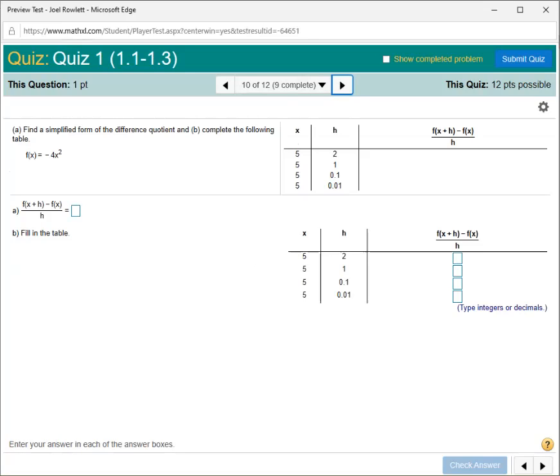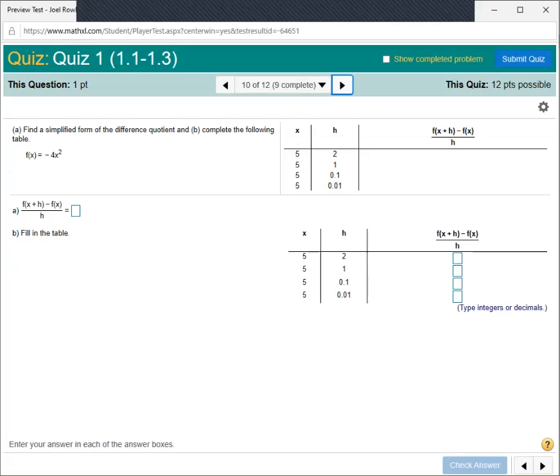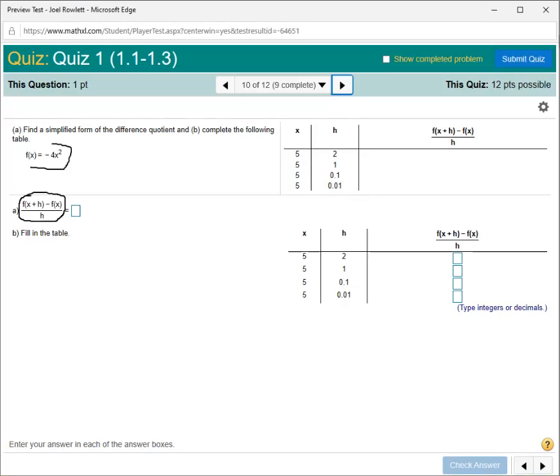So we've already determined that, and they give us a, and they want us to find a simplified form of the difference quotient for part A. So let's do that. The difference quotient is actually f of x plus h minus f of x all over h. And this is our function, of course. So let's go ahead and write this out.